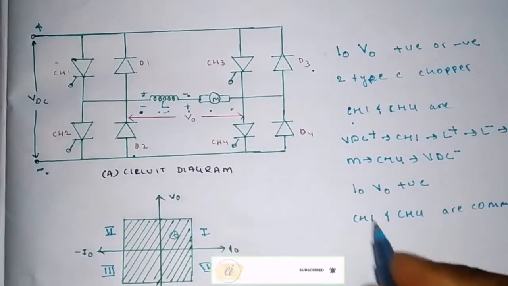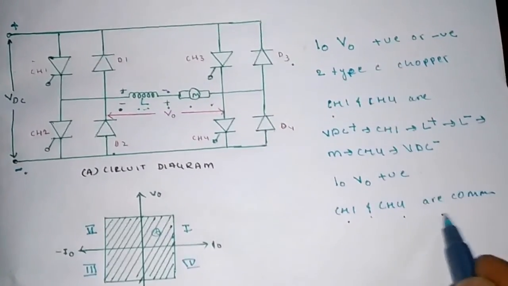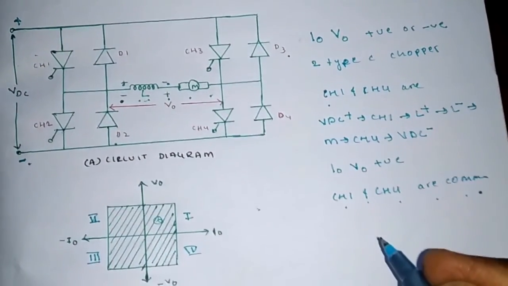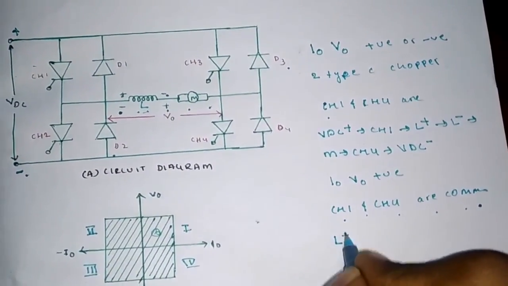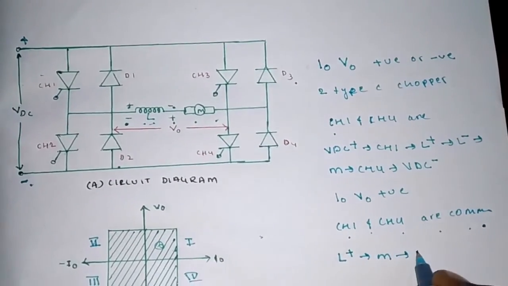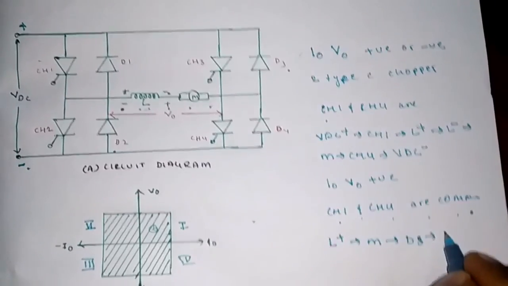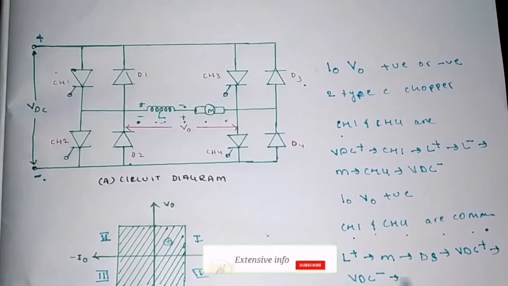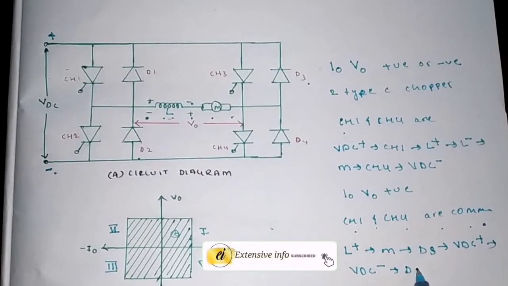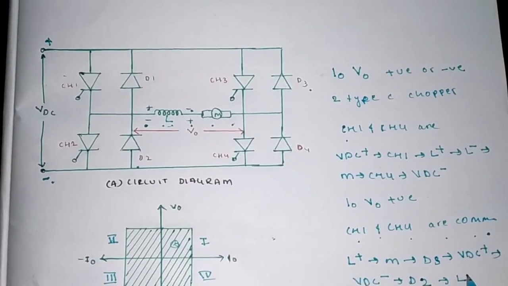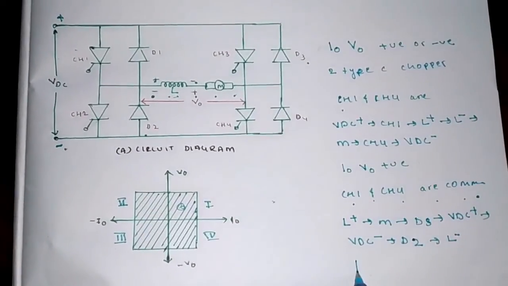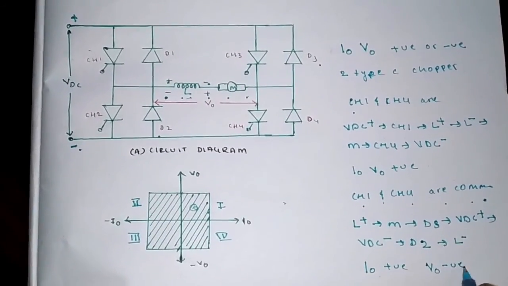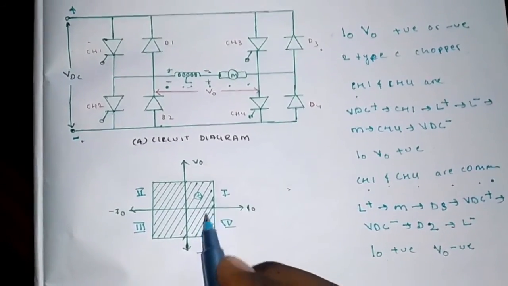Let me write. When CH1 and CH4 are commutated, the energy stored in this inductor is dissipated in the following direction, that is L plus, motor, D3, VDC plus, VDC minus, D2 and finally L minus. Here the load current is positive and the load voltage is negative, hence the fourth quadrant operation is possible.